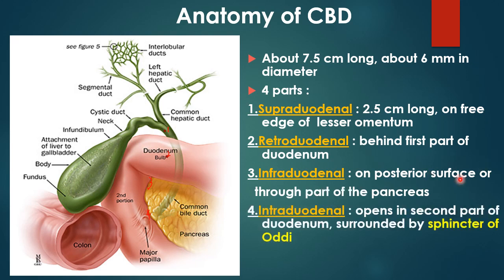And the last part, the fourth part, is the intraduodenal or transduodenal part, which is in the wall of the duodenum. It's a very short segment. Okay, it opens in the second part of the duodenum, surrounded by the sphincter of Oddi. And what is this sphincter of Oddi? The sphincter of Oddi is the smooth muscle that guards the tip of the ampulla of Vater.